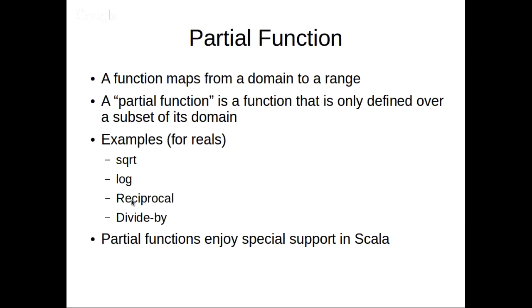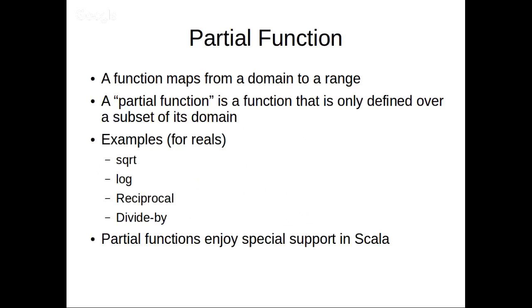What is reciprocal defined for? For reciprocal, it means 1 over the argument. Well, it's defined for things that are not 0. Okay, and if we're thinking about taking 1 over a double, it's for things that are something other than 0.0. Divide by, similarly, the function divide by might divide some fixed number, say 1,000, by whatever we give it as an argument, and it's not defined for 0.